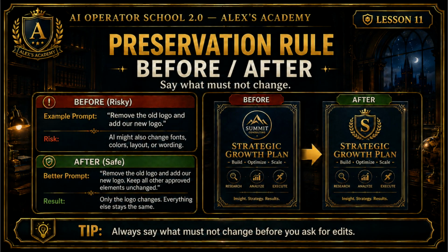Follow the preservation rule. A risky prompt just says, remove the old logo, which might lead the AI to change fonts or layout. A safe prompt includes, keep all other approved elements unchanged.